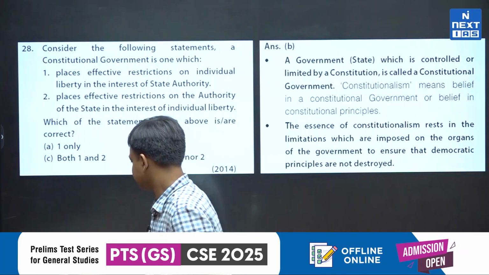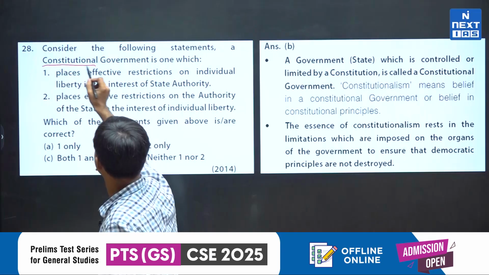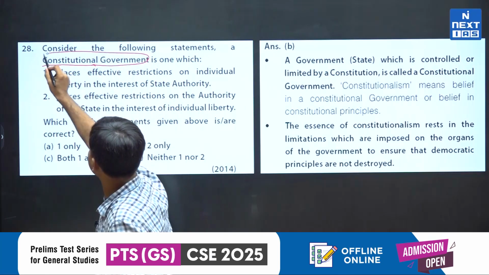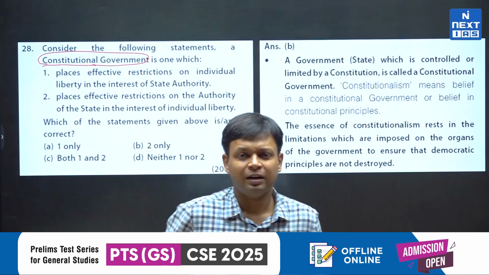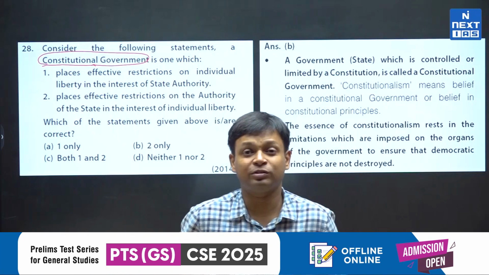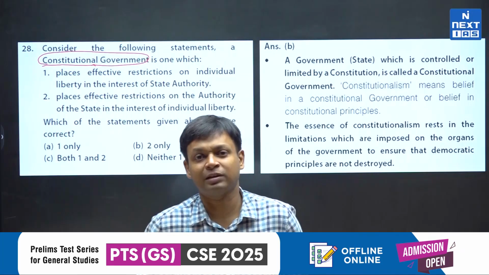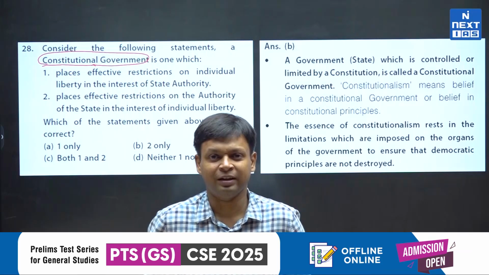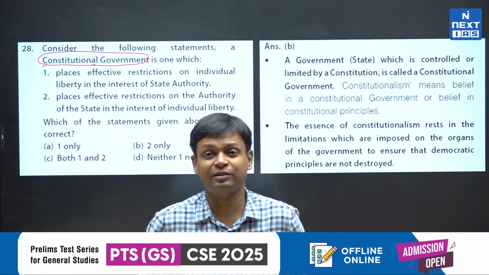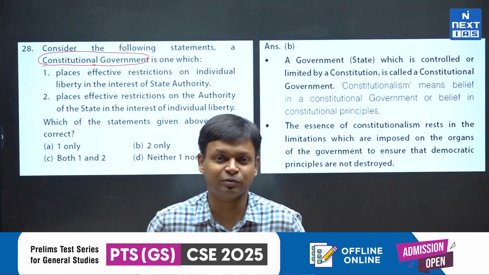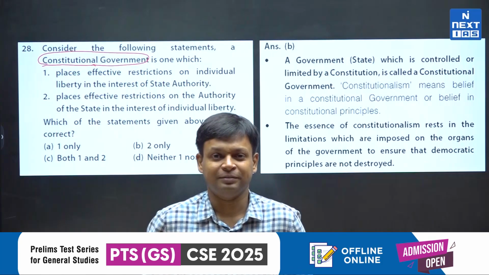What has the question asked? Constitutional government. So what is a constitutional government? A government which is following constitutionalism. That government will be said to be a constitutional government. It is working as per the constitution. One of the very, very important objectives of constitution is to provide rights to citizens and to create limits on the powers of the state. Because if powers are not limited, the state will become arbitrary.